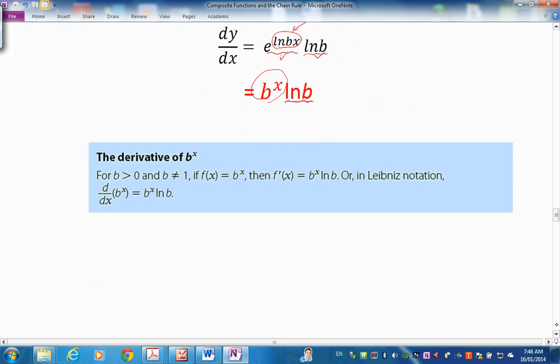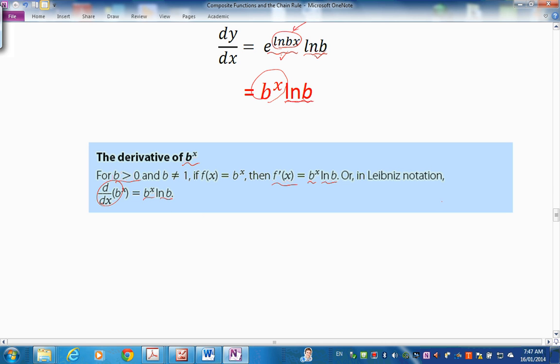We would do this for any of them. Derivative of b to the x, if b is a positive constant and not equal to 1, then the derivative is itself times ln b. Or in Leibniz notation, doing the d by dx, itself times ln b.